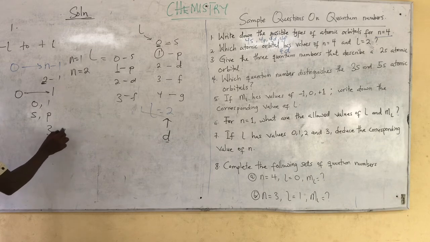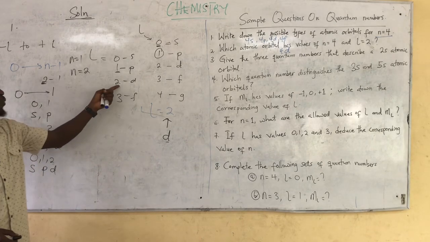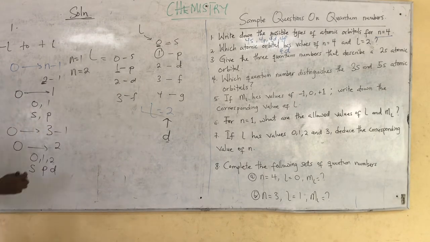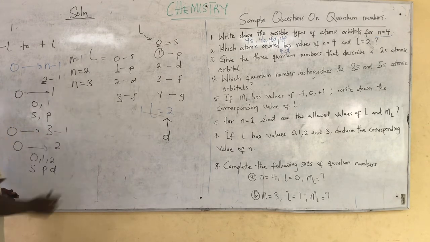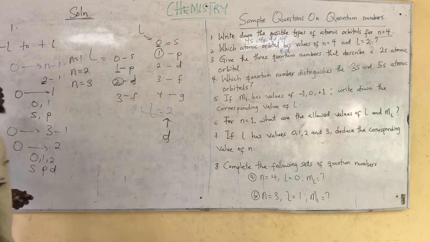Now let's move on to another one. If n is 3, 3 minus 1 is what? 2. That is 0 to what? 2. 0 to 2 is what? 0, 1, and then 2. Is that okay? 0 is S, 1 is what? P, and then 2 is what? D. Is that okay? So to get the 2 value for L, which is the D orbital, unless n is equal to what? 3. So it is when n is equal to 3, that is where we can locate an L value of what? 2, and that is the D atomic orbital.